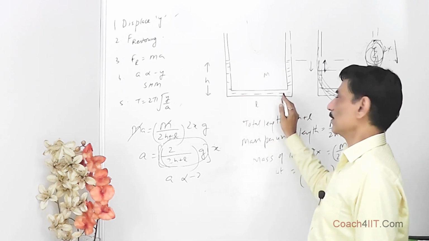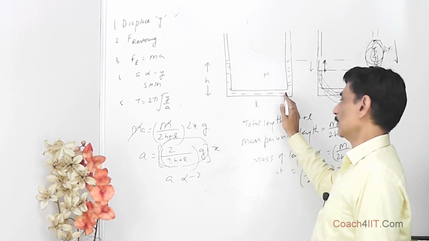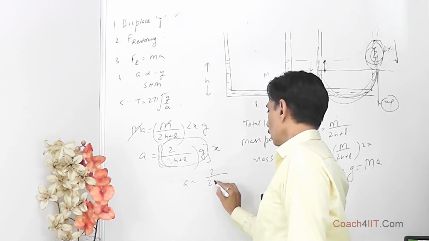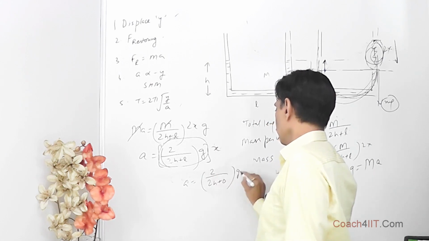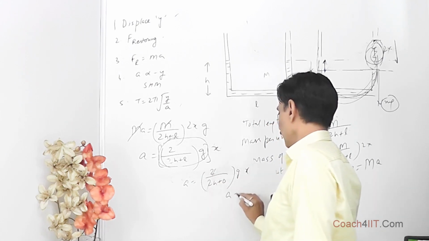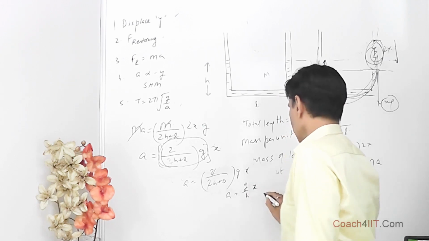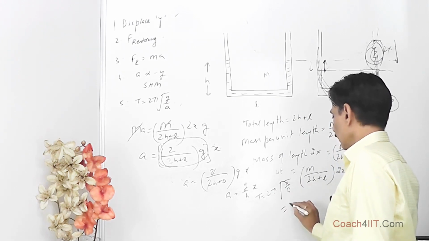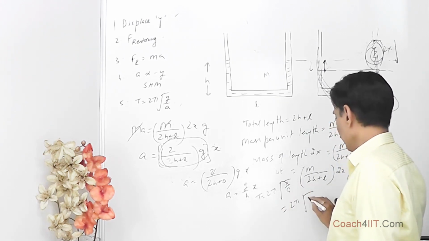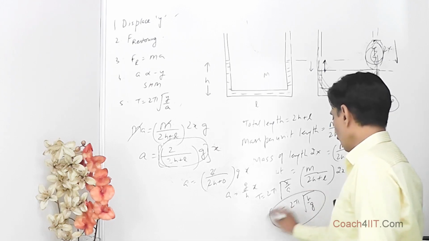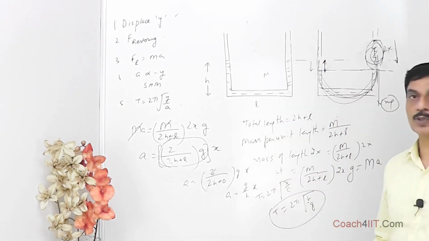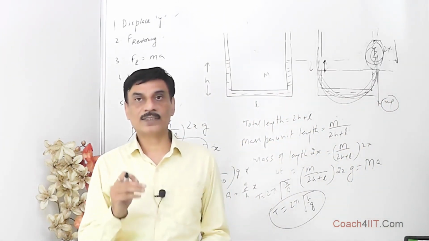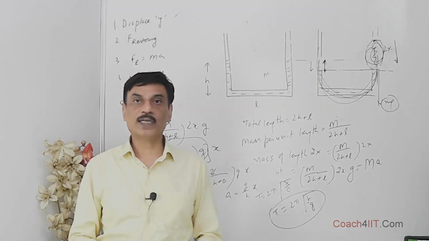Generally in the books, this L is taken as 0, that is a U-tube with this length almost equal to 0. So over there, it takes a form where a is equal to 2 upon 2h plus L, with L equal to 0, into g into x. 2 and 2 get cancelled. So a comes out to be g by h into x. So T is equal to 2 pi under root x by a, and x by a is h by g. So if L is equal to 0, then this is the time period: T is equal to 2 pi under root h by g. This is SHM. These oscillations are going to be SHM, whose time period is T equal to 2 pi under root h by g.